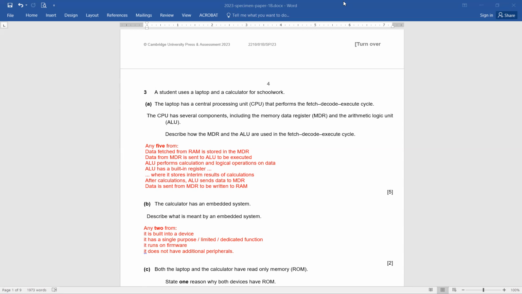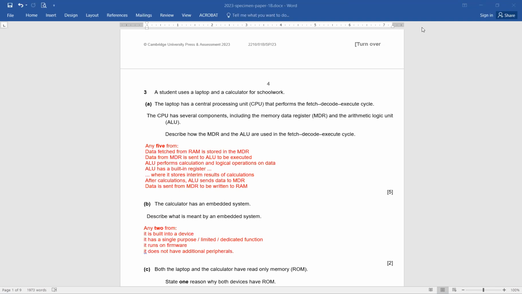Yes. Now, after we are done with question number 3A, now let's move on to question number 3B. The calculator has an embedded system. Describe what is meant by an embedded system. It's a 2-mark question. It means that you have to write down 2 bullet points.